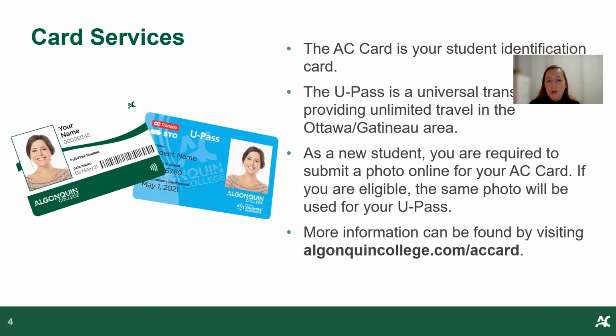It should be noted that in order to log into the photo portal where you will be submitting your photo for your cards, you need your network account credentials, which are typically released around the same time that you would receive your timetable, which is found on Access, which is the Algonquin College Student Information System. So in Access, once you receive your timetable, on the left-hand side, you'll see a tab that says Network Account Information. There you'll find a username and password.